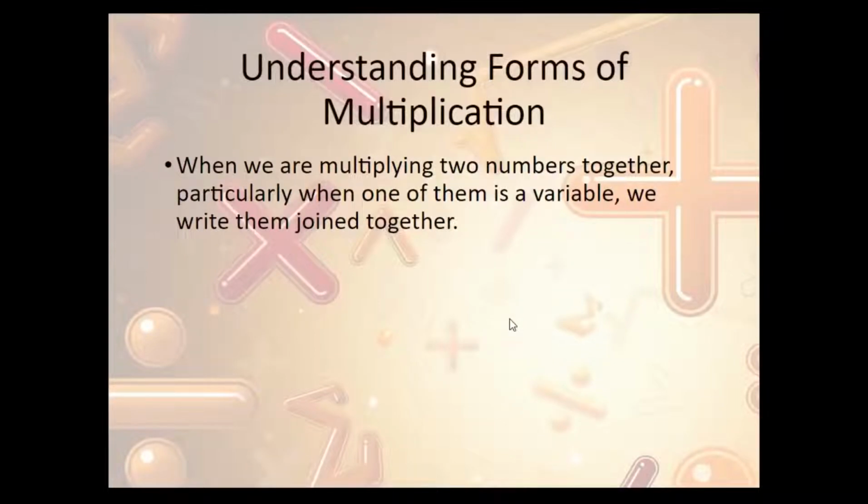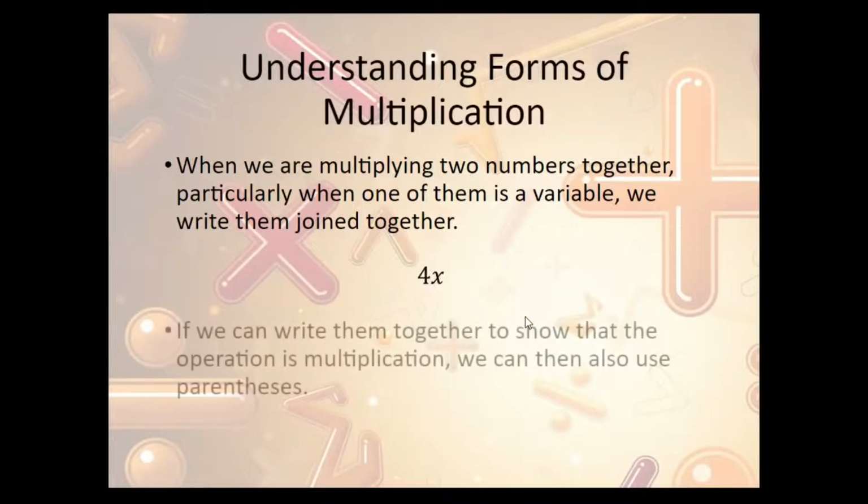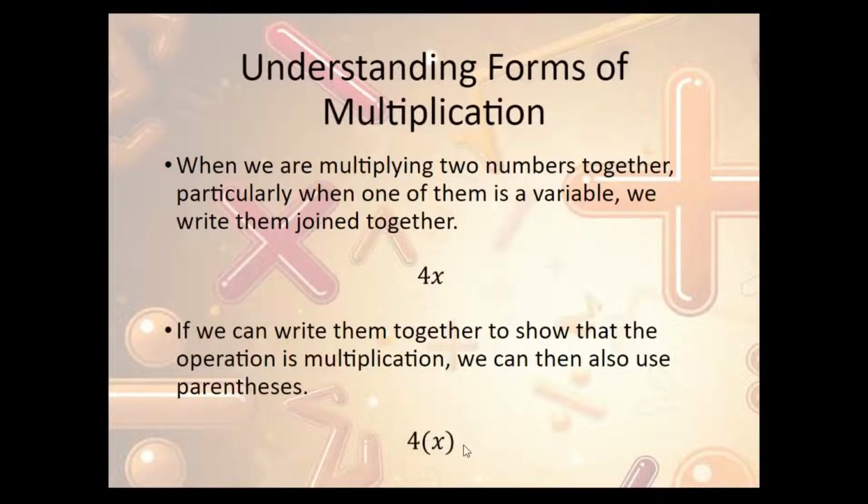So when we are multiplying two numbers together, particularly when one of them is a variable, we write them joined together. So we write them like this. So we're multiplying 4 times x, so we write them joined together. We can also use parentheses to do this. So we can write 4 and then parentheses x. They mean exactly the same thing. They're just giving indication of multiplication.